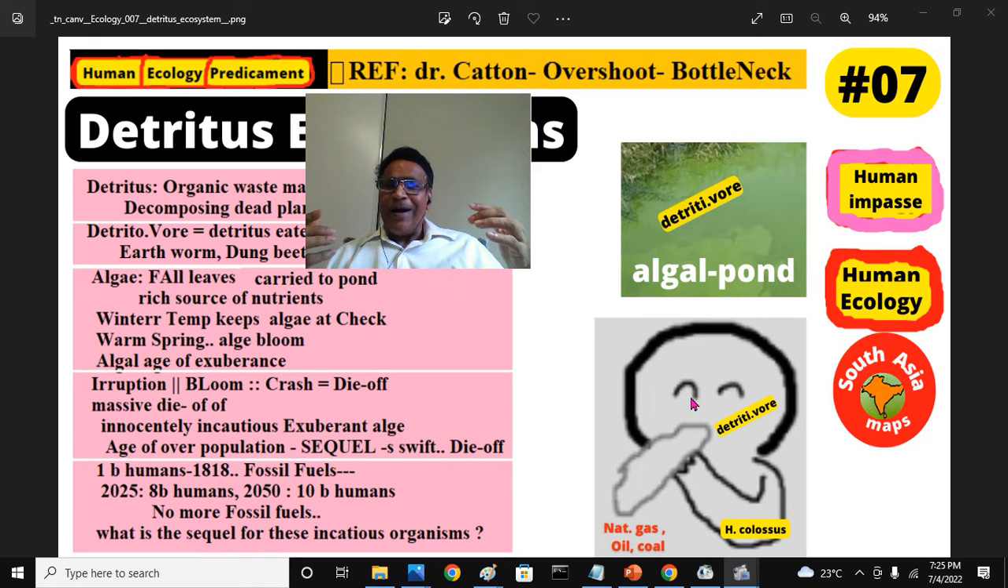Fertilizers are made from natural gas. Pesticides are made from petroleum. And machines are synthesized and run from coal and coal-based products. So these are all detritus. They were once dead organisms millions of years back in the Carboniferous era. They were buried under the soil.